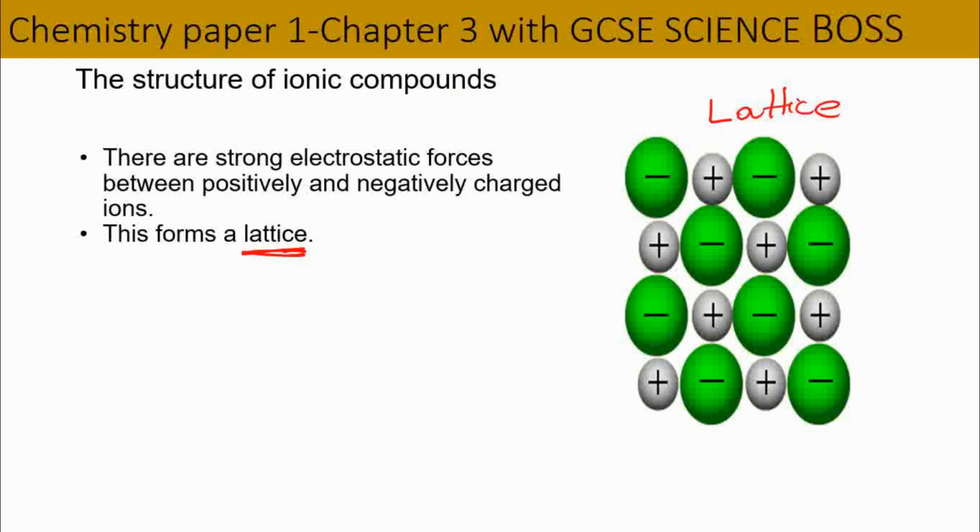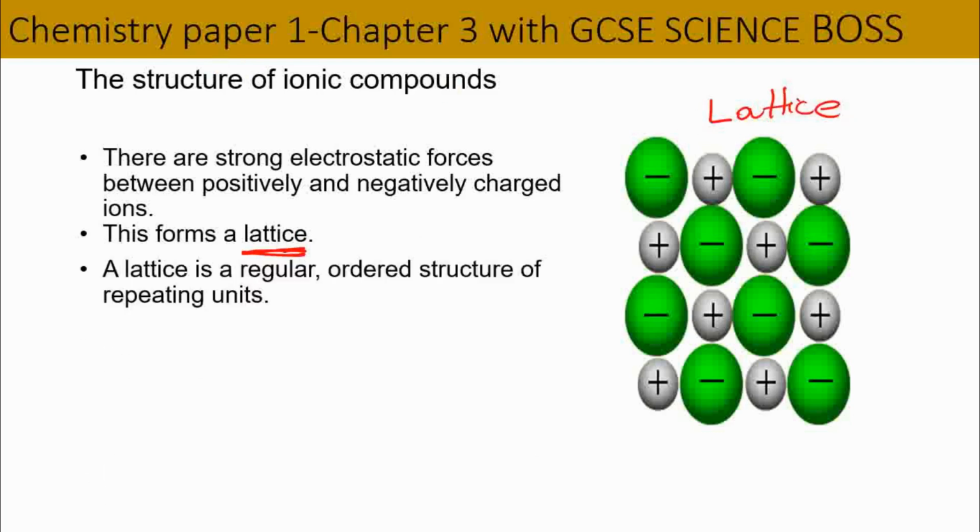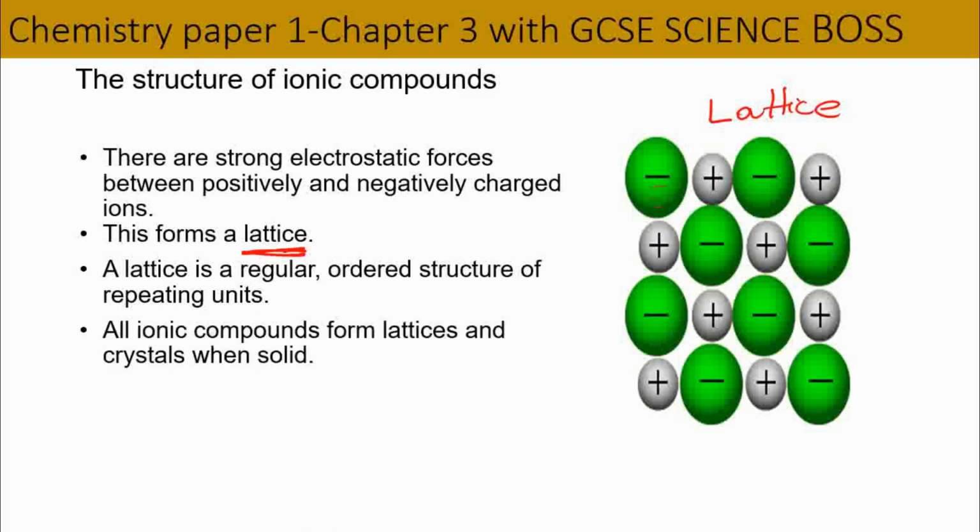So ionic bonding gives rise to a lattice structure, and what is meant by lattice is just that it has a regular, ordered structure of repeating units. So here you have negative, positive, negative, positive, positive, negative. It just keeps on repeating. And remember that there's a force between the positive and the negative, okay? And they then form lattices and crystals when they're solid. And actually, when you look in the textbook, they will refer to it as giant ionic lattice structures, okay?